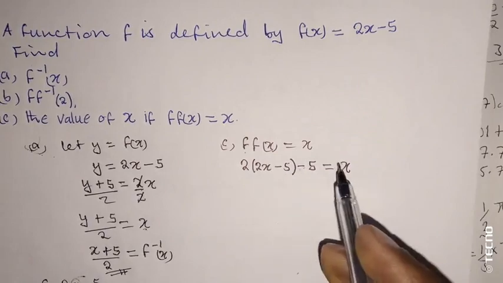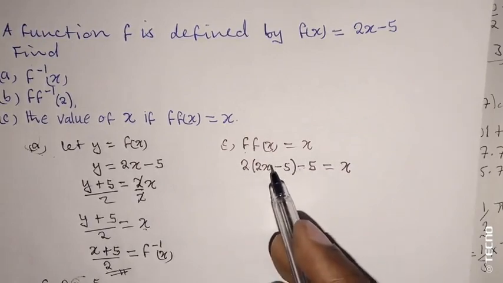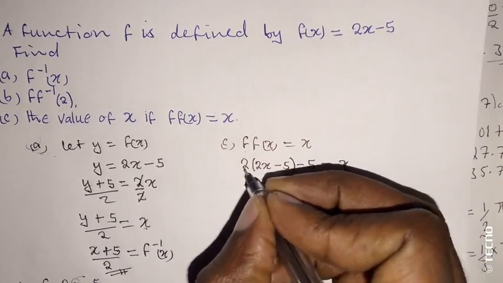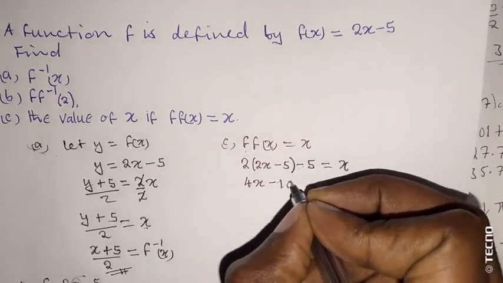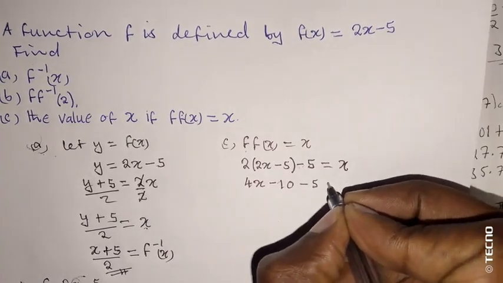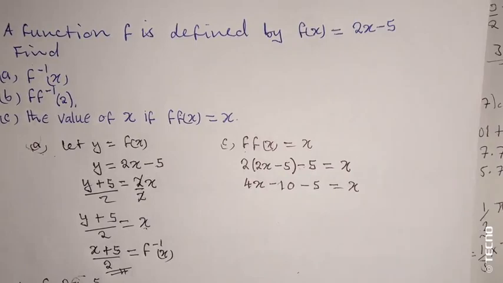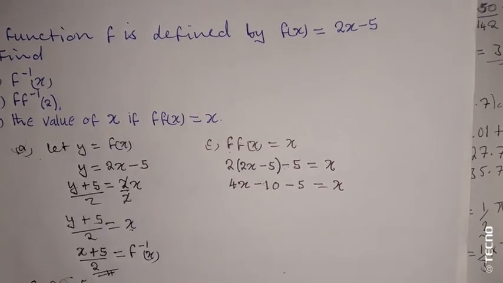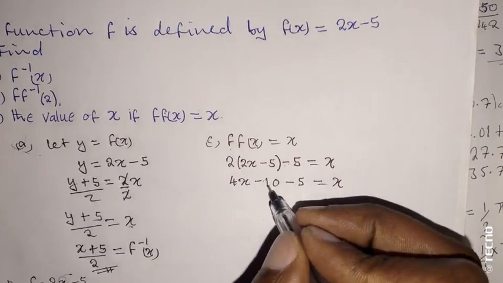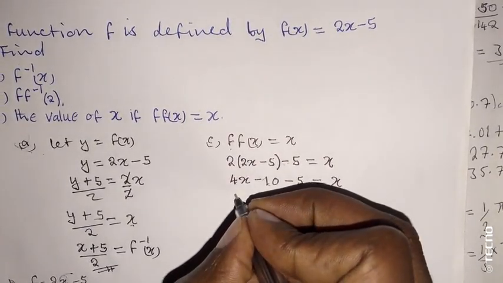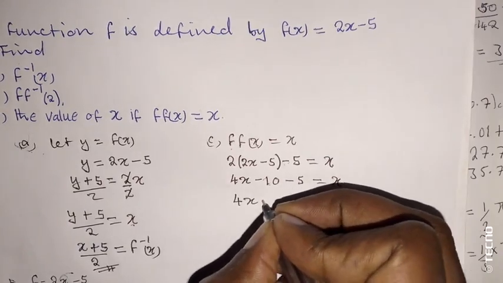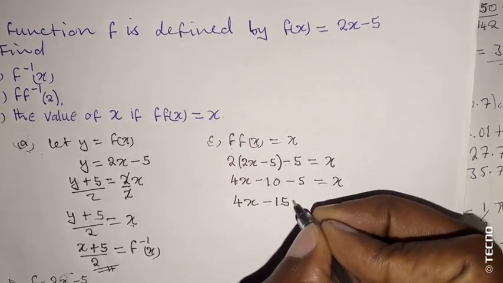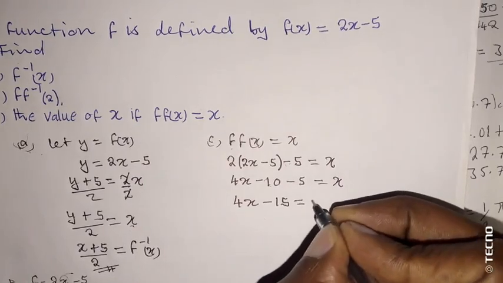Okay, so we have something like this. Having this, you multiply this and this, you get 4x minus 10, then minus 5 is equal to x. So this is what we have. Then again, this and this, we can work out: it will be 4x minus, same signs, we add and maintain the sign, so it will be 15 is equal to x.